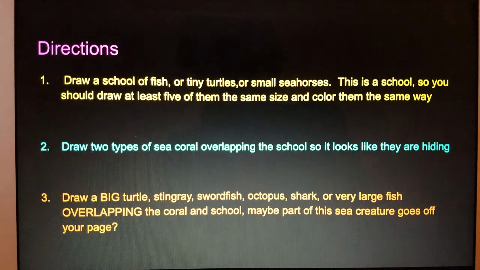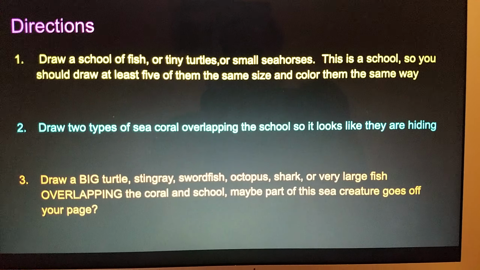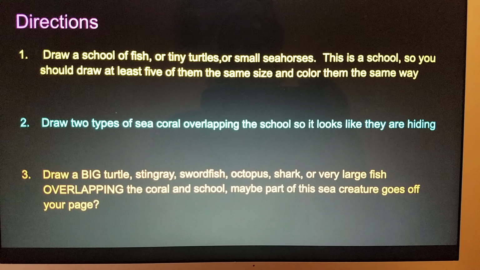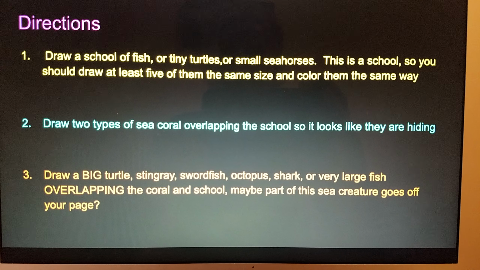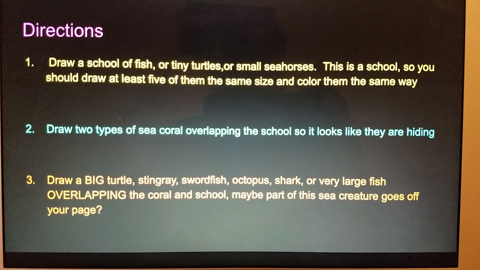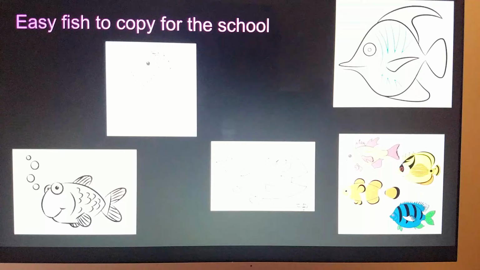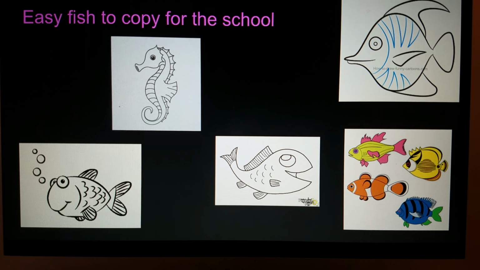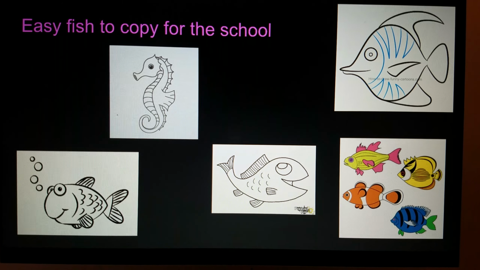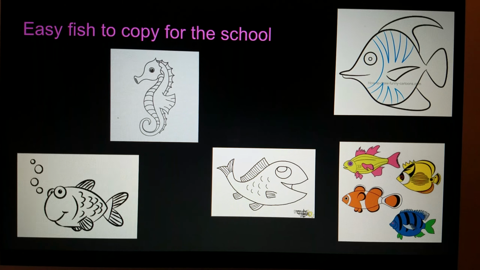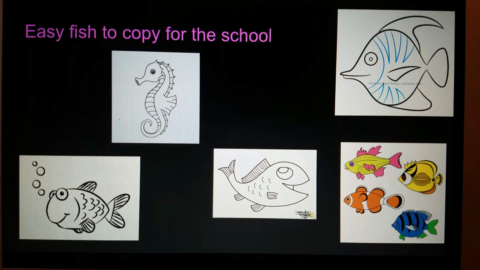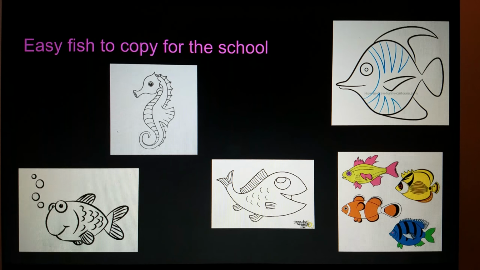Now, the first thing that you're going to do is to draw that school of fish, or you could do tiny turtles or small seahorses. You should really draw at least 5 of them because it's a school, and this is where we're going to focus on the repetition. On this slide, I put some easy fish examples for you to copy. So if you watch this video the second time, you can just pause right here on the fish or the seahorse, and that's how you can draw your school. You also can look up your own pictures on the internet to draw.